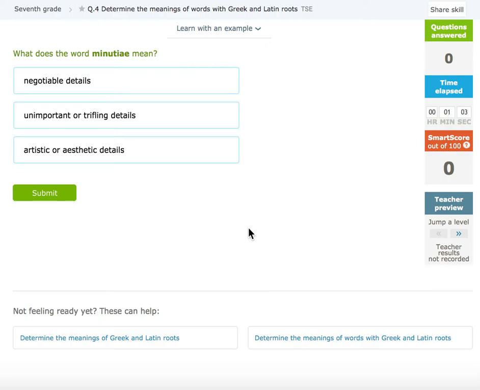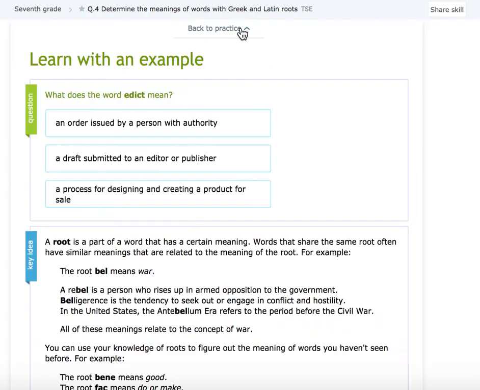This is going to really test my knowledge. Do I know what those Greek and Latin roots are? And can I use them to define a word? So I'm going to click learn with an example. Remember, you can click this too at the start of any skill.